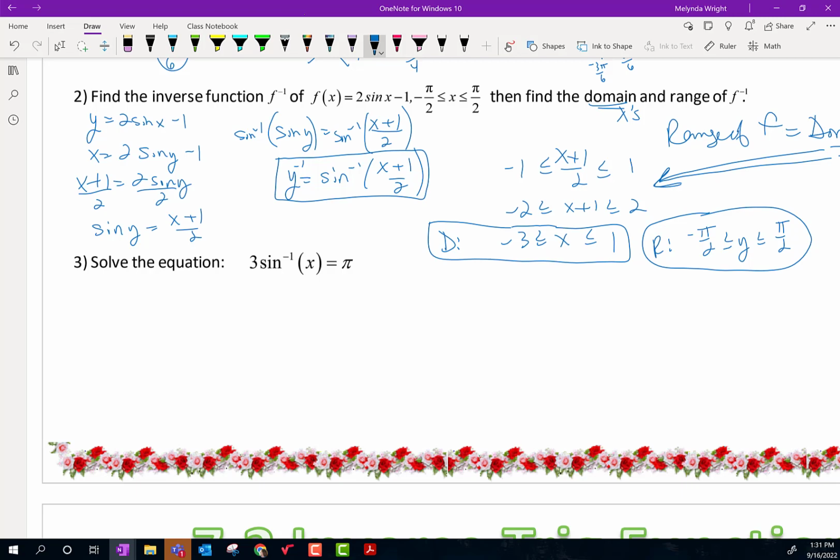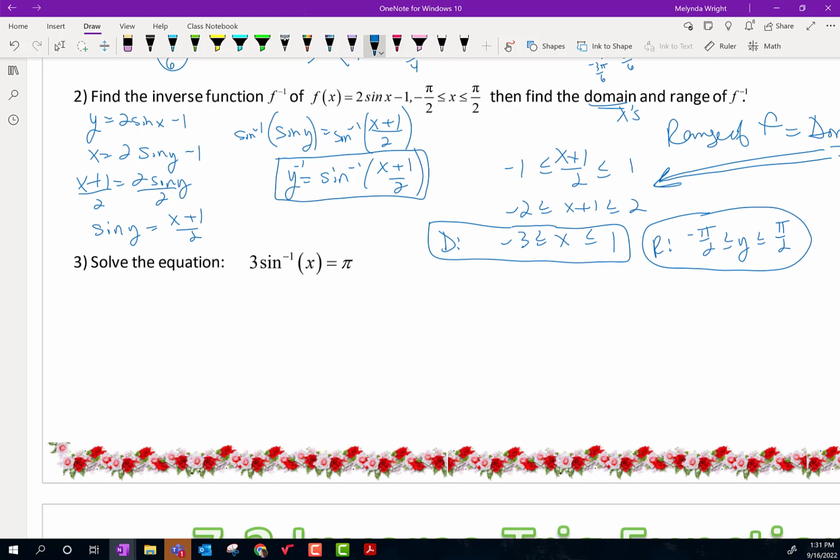Okay? Our last problem, they want us to solve. That's a big key word for us. What does it mean to solve? Can somebody tell me in words? What does it mean to solve? Yes, to get the value of x. That's what it wants us to do. It wants us to figure out what x is, which typically means solving for x, right? That's what we're doing. Okay, great.